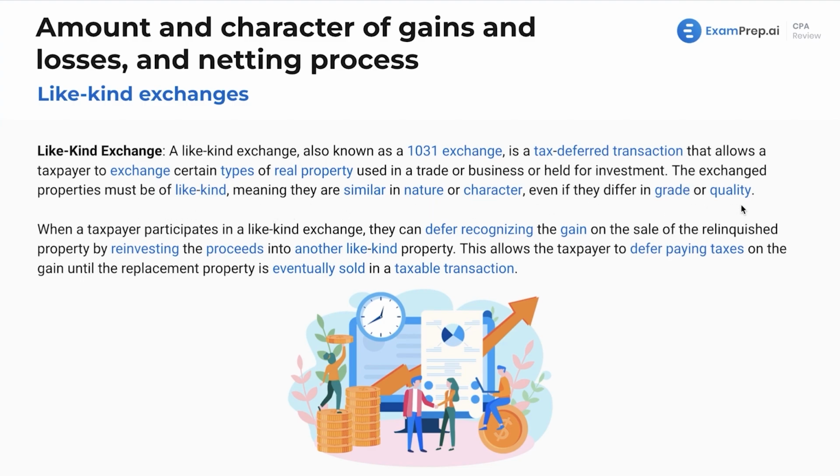So, an old truck for a new truck, a piece of land for another piece of land, let's say a warehouse for an office building, those are relatively in the same category. When a taxpayer participates in a like kind exchange, they can defer recognizing the gain on the sale of the given up property by reinvesting the proceeds into another like kind property. This then allows the taxpayer to defer paying taxes on the gain until the replacement property is eventually sold in a taxable transaction. Now, this is here for the IRS to help facilitate business, right?